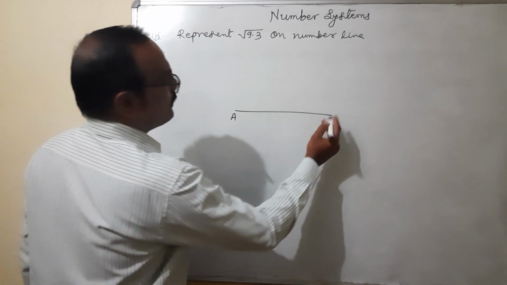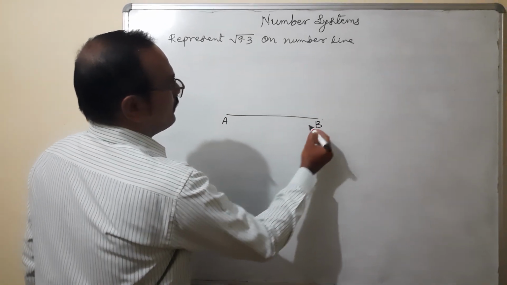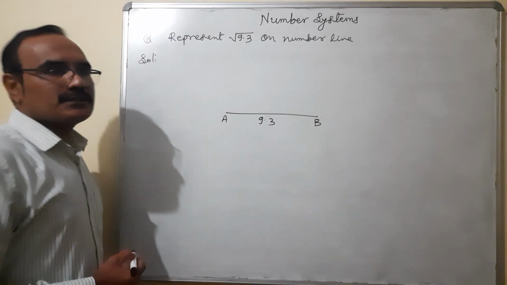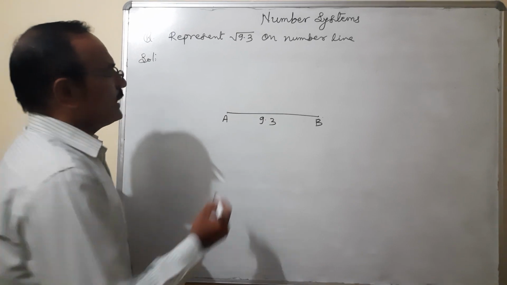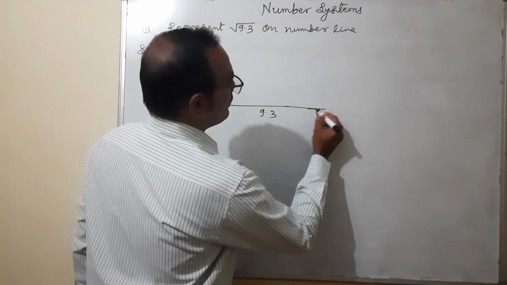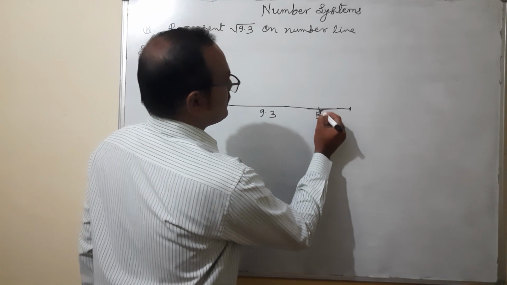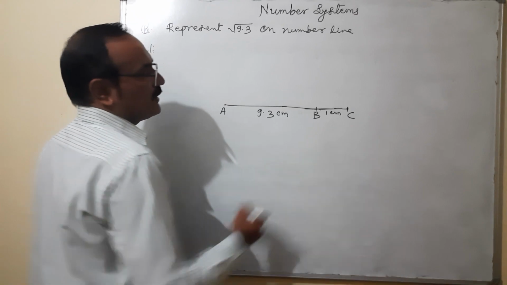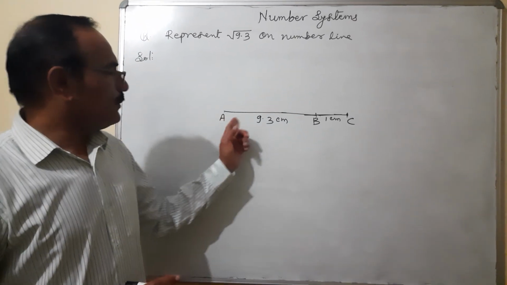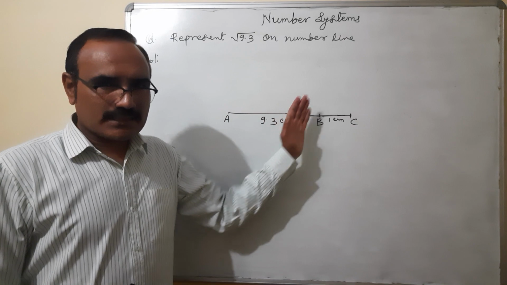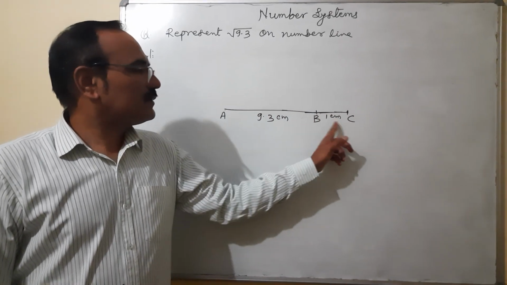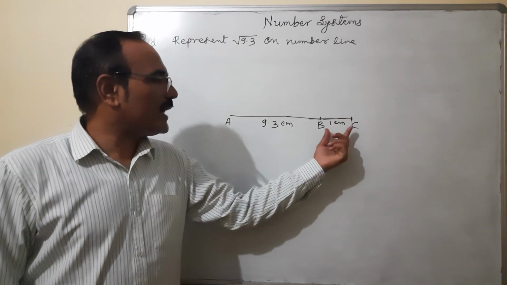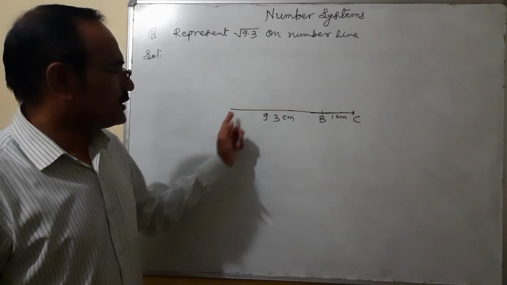AB is 9.3. This is a straight line, AB 9.3, and extend this line 1 more centimeter like this. 1 centimeter is here. This is 9.3 centimeters, this is 1 centimeter. Give the name C here. AB is equal to 9.3 centimeters, extend it up to 1 centimeter, and the name is C. So there are 3 points A, B and C. I'll explain why I have extended 1 centimeter more. This is the first step.